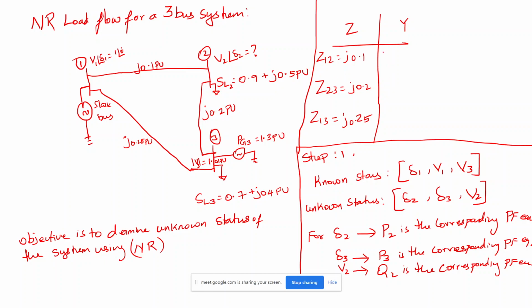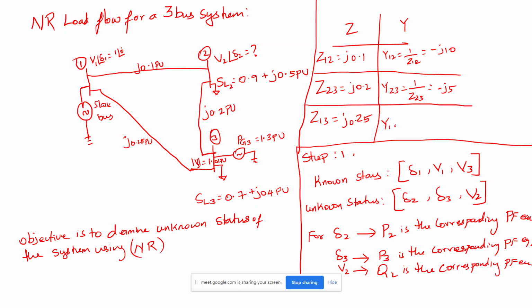If I want to find out Y12, it is nothing but 1 by Z12, and if you calculate, you will get the value as minus j10. You can calculate it later. Y23 is nothing but 1 divided by Z23, and if you calculate you will get minus j5. Y13 is nothing but 1 divided by Z13, and the value of this is minus j4.